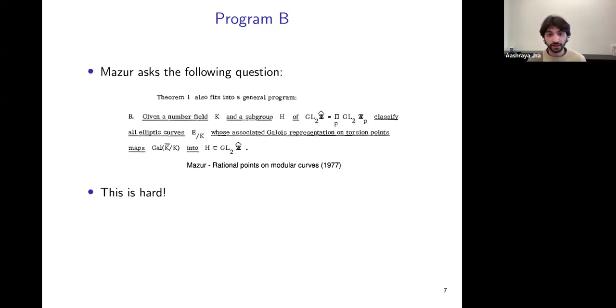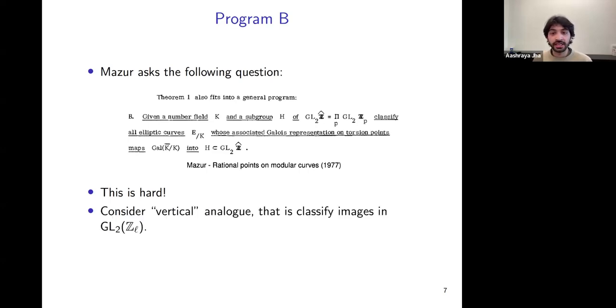Following Mazur's work on rational points on X1(n), he asked the following question. He takes a subgroup H of GL2(Ẑ), and asks which elliptic curves have associated Galois representation which maps into this H, up to conjugation. This is a really hard question, but we can make it a bit easier. It's still a hard problem, but what we can do is project to one of the GL2(Z_ℓ)s, which I'm going to call ℓ.